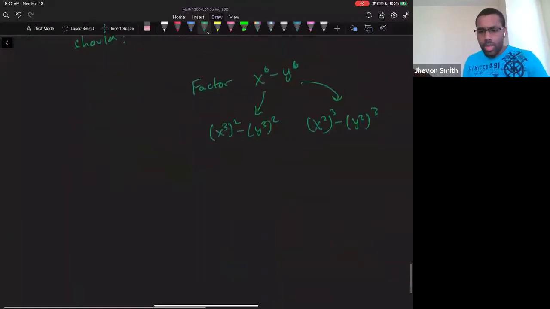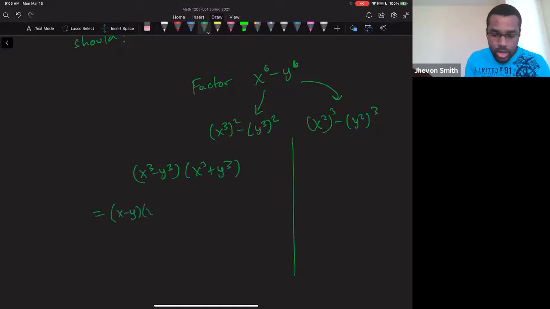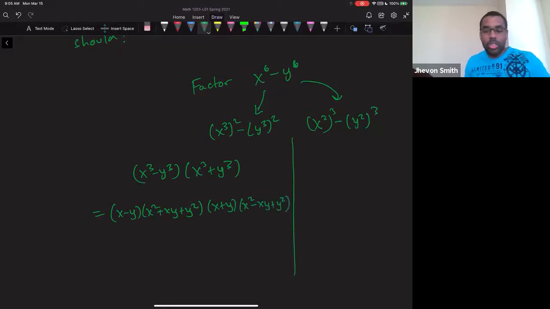So I don't know if I want to show you, it's not a pre-calc class. I mean, here you would get x cubed minus y cubed times x cubed plus y cubed. And then you can apply the difference of cubes formula, get x minus y, x squared plus xy plus y squared. And here you apply the sum of cubes formula. So that's fully factored into 4 factors.